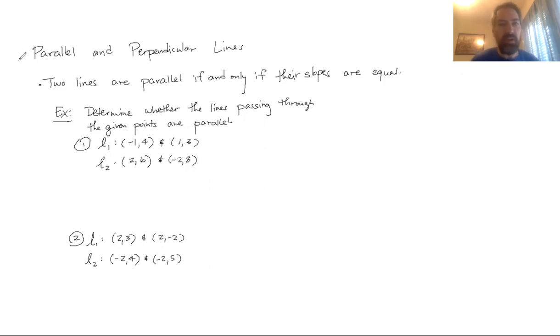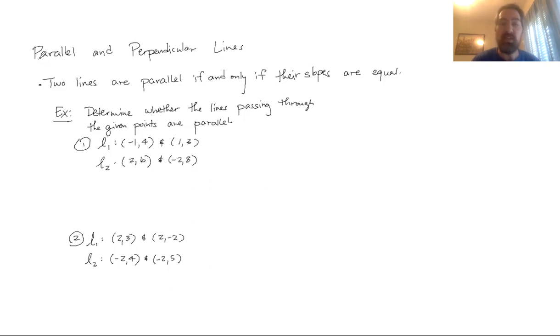In today's video, we are looking at parallel lines and perpendicular lines. Now, we say that two lines are parallel algebraically if and only if their slopes are equal. Geometrically, we think of two lines being parallel if they never intersect each other, which is equivalent to the algebraic definition that their slopes are equal.